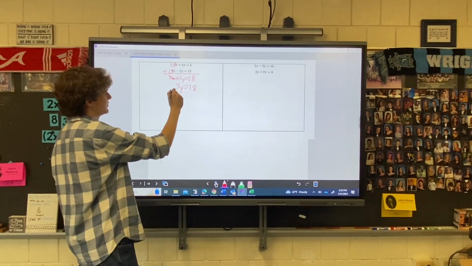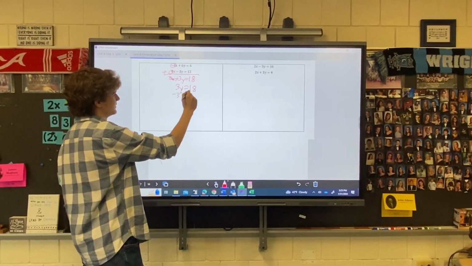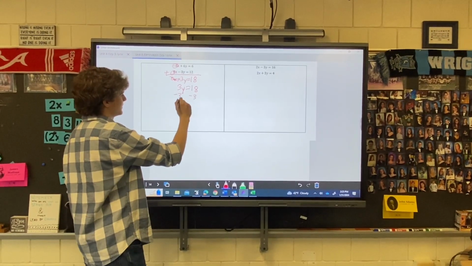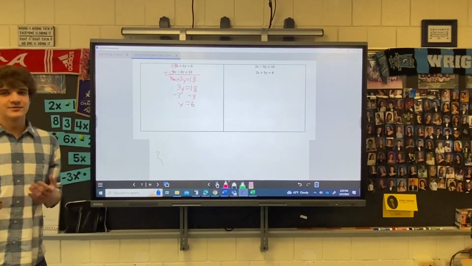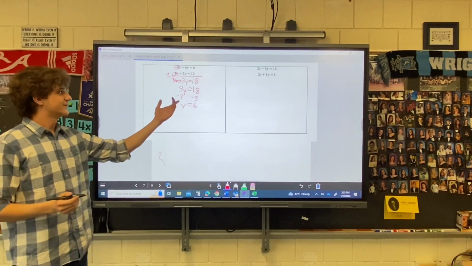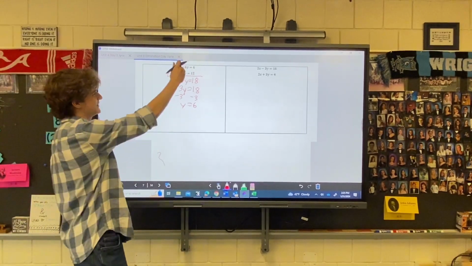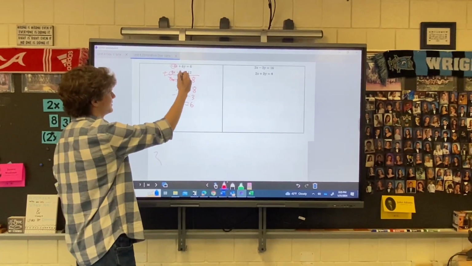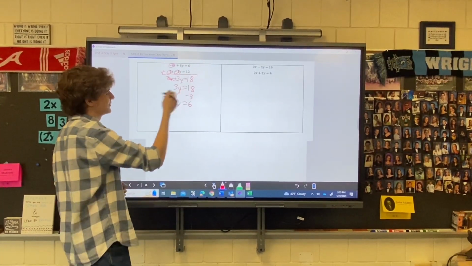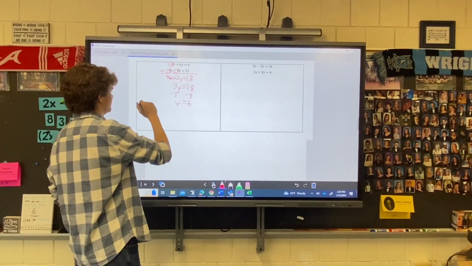So we can divide both sides by 3, and we get y equals 6. And kind of like with substitution, since now we have one of our variables, we can just put it back into one of our equations and find the other variable. So I'm going to do this bottom equation because y is only multiplied by 3, so it's a little easier.